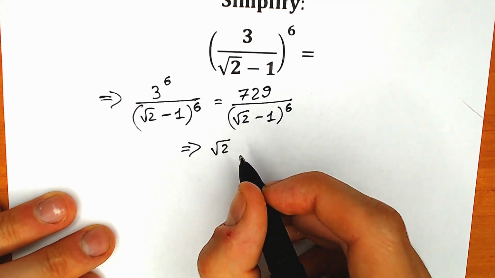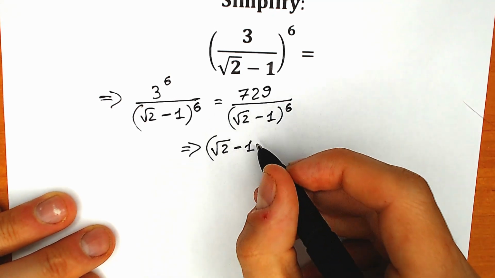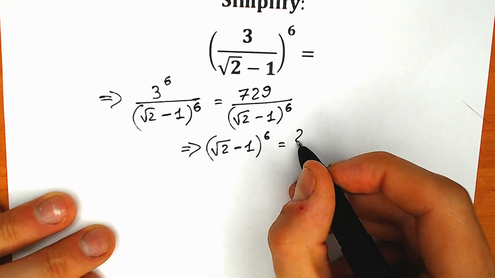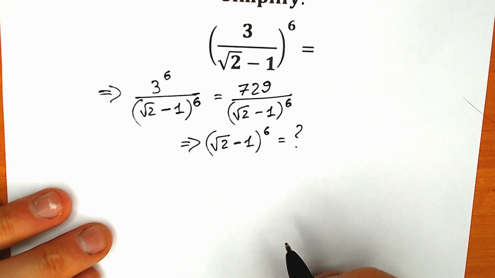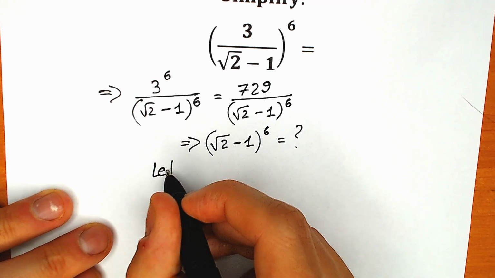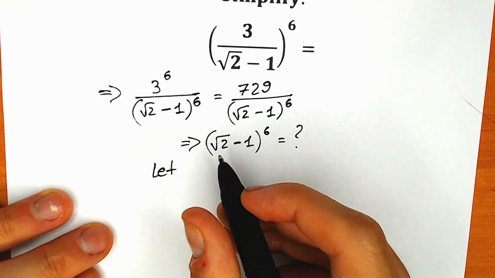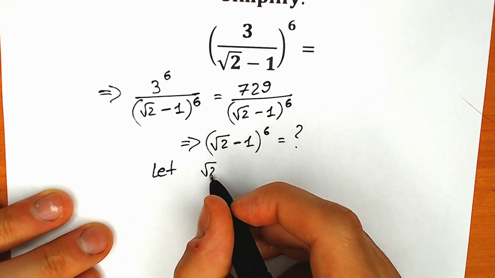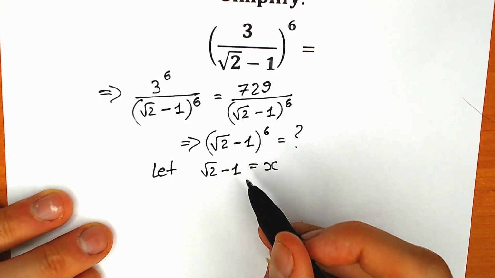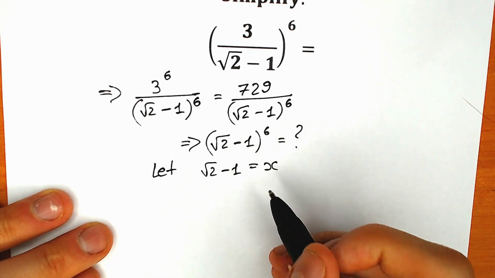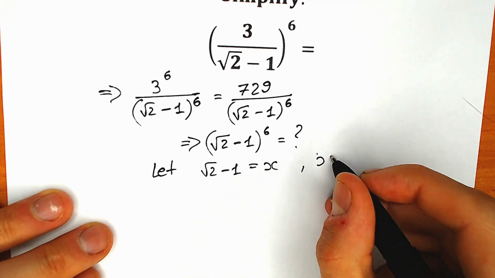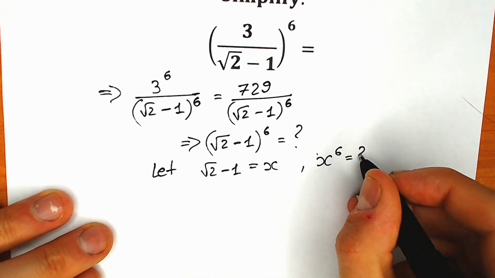Square root of 2 minus 1 raised to the power 6. And of course we need to find it. We don't know the value of this. First of all, I'm going to show a really interesting substitution. Let's call the expression square root of 2 minus 1 as x. So this is our x, square root of 2 minus 1, and we need to find x to the power 6.